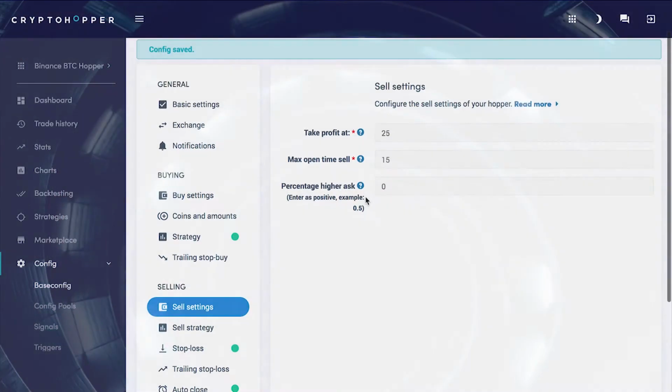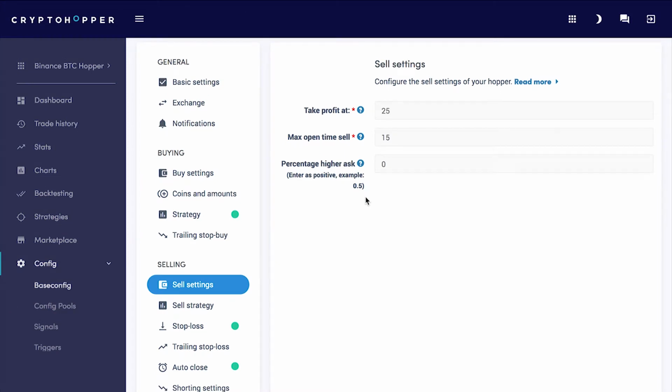Sell settings and strategies. What's more important than selling your assets? Maybe buying, but even so, in the end, it's the selling that gives you the profit or the loss. Here's what you need to know about your sell settings and strategies.